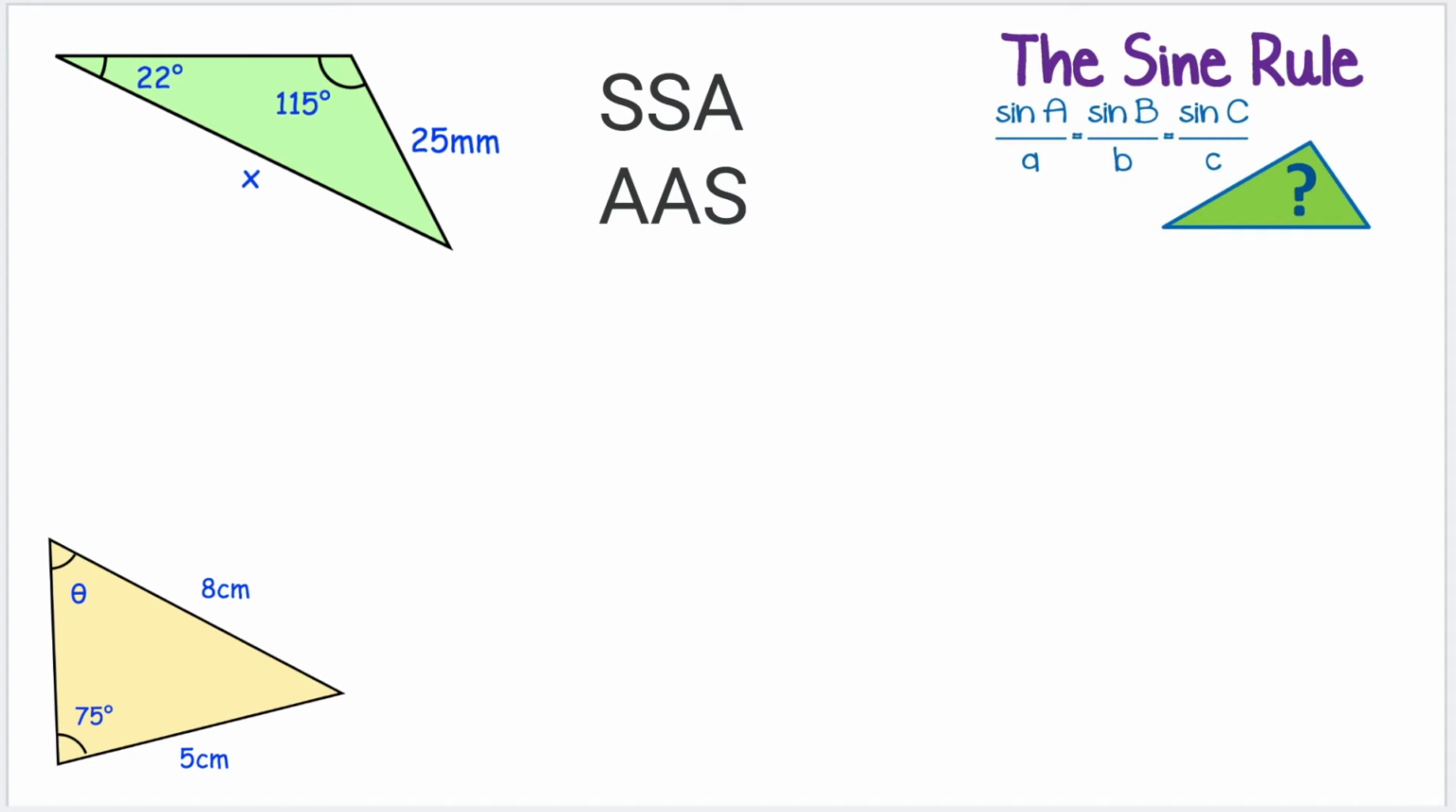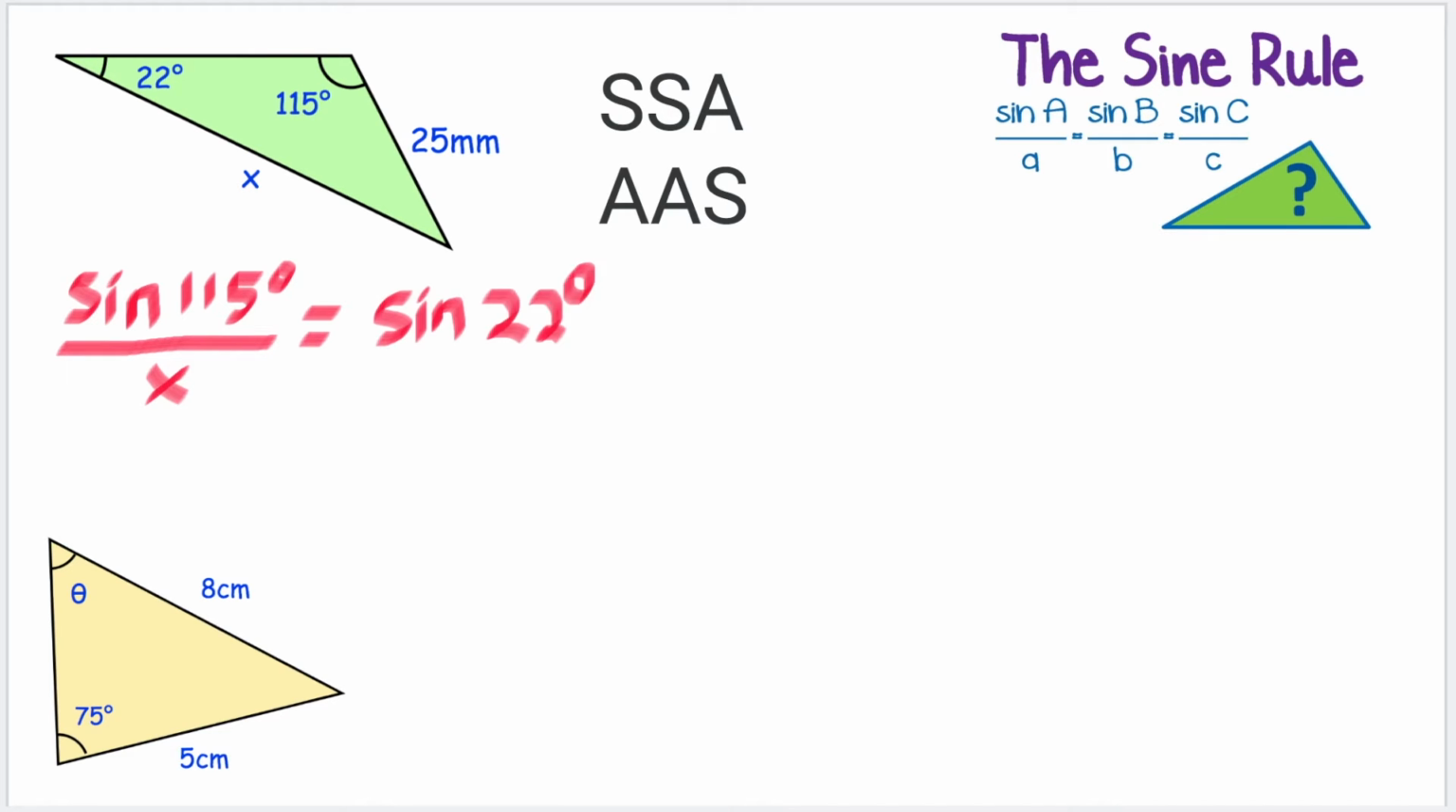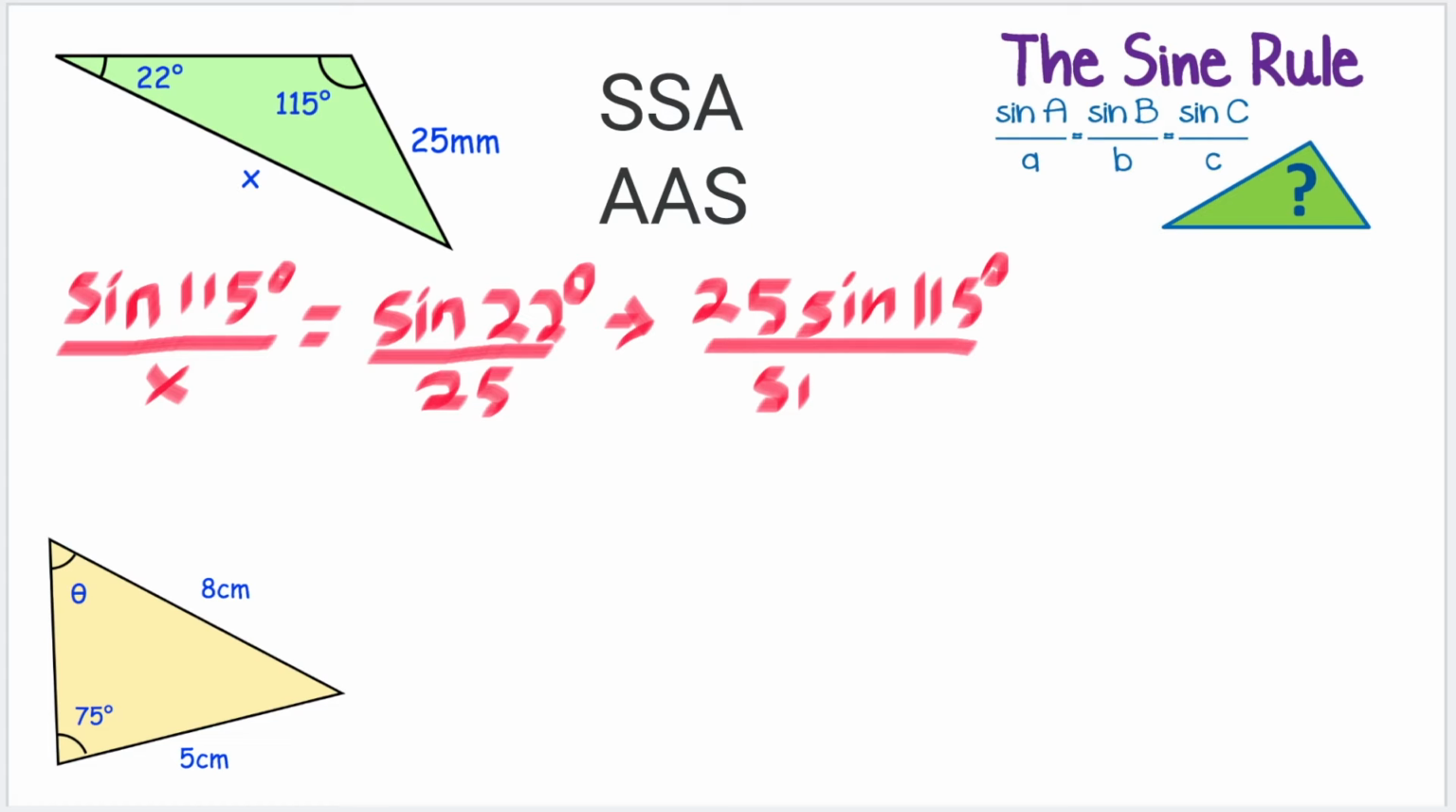In this case, I'm going to write sine of 115 degrees divided by x. I'm choosing x because x is across from 115. This is going to be equal to sine of 22 degrees divided by 25. 25 and 22 degrees are opposite each other. So all I need to do now is solve for x. I'm going to cross multiply 25. So 25 times sine of 115 degrees divided by sine of 22 degrees is equal to x. All I did was cross multiply 25 to the left side, x to the right side, and sine of 22 I divided on both sides.